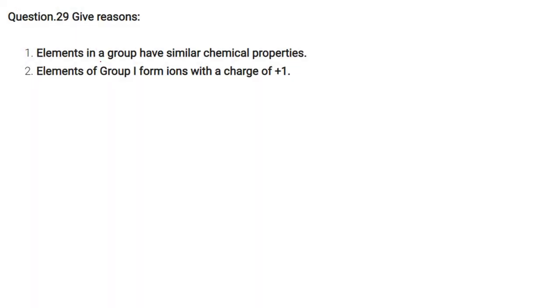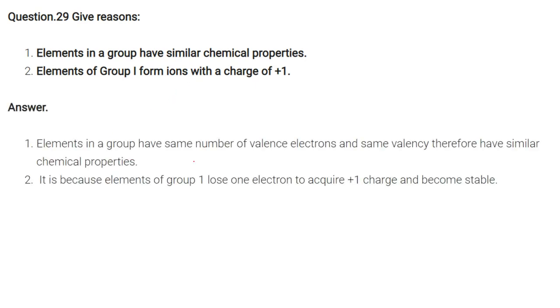Give reasons. Elements in a group have similar chemical properties. Why? Because elements in a group have the same number of valence electrons and the same valency, therefore they have similar chemical properties. Elements of group 1 form ions with charge +1. Why? Because the elements of group 1 lose one electron to acquire a +1 charge and they become stable.